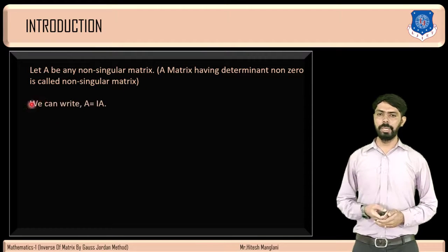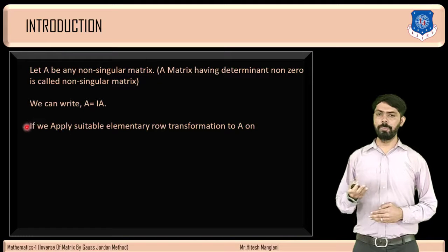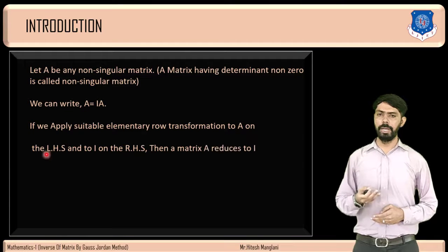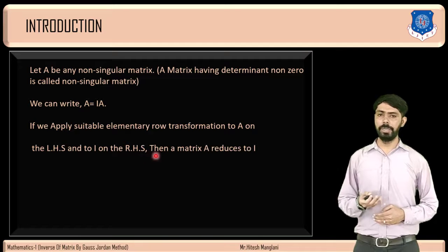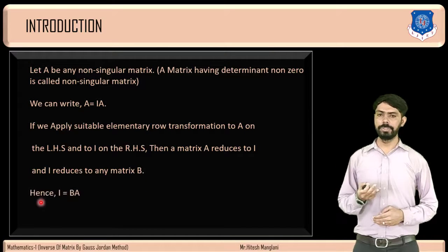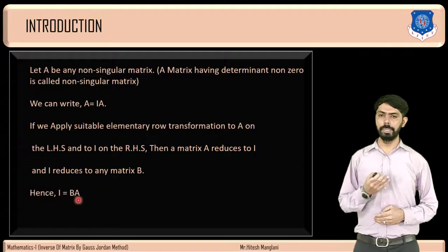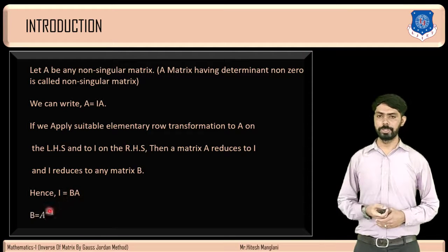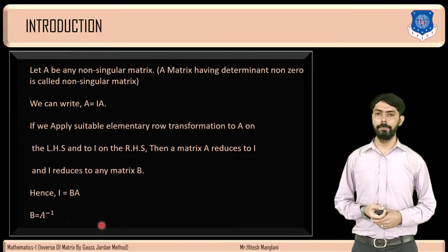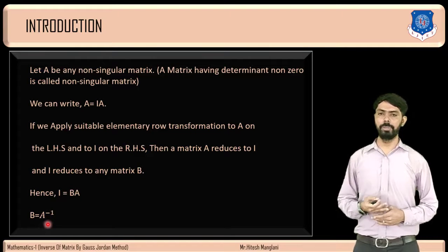So we can write A is equal to IA, where I is the identity matrix. If we apply a suitable elementary row transformation to A on the left hand side and to I on the right hand side, then matrix A reduces to I and I reduces to some matrix B, and hence I is equal to BA, where B is equal to A inverse. So this is how we can find the inverse of a matrix using the Gauss-Jordan method. Now we will apply this method to an example.